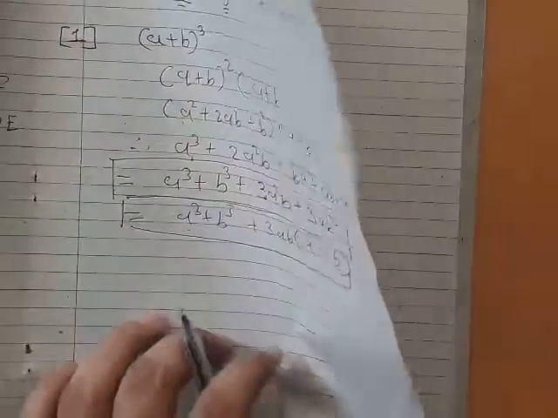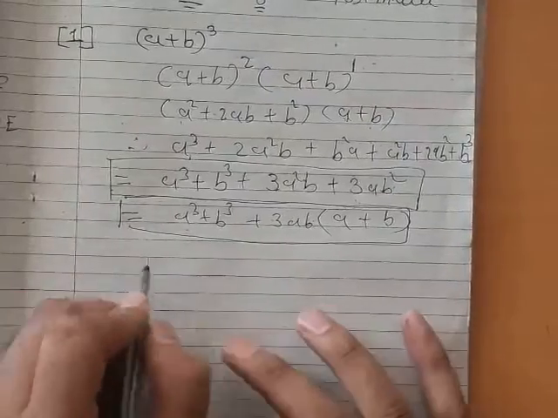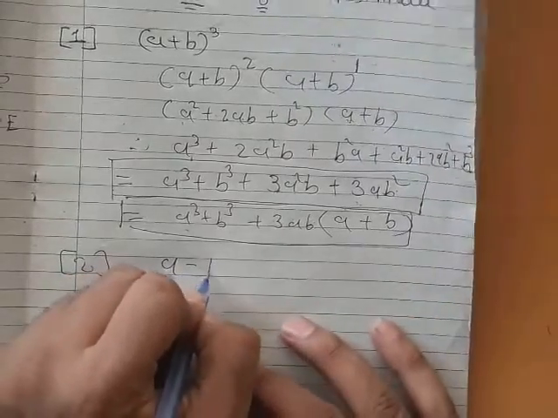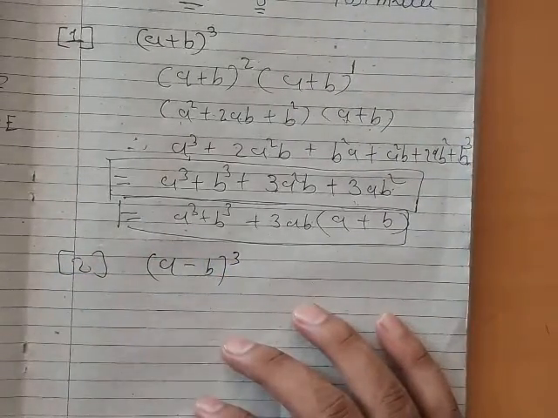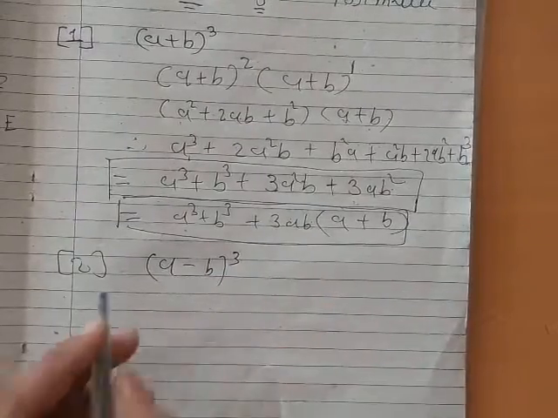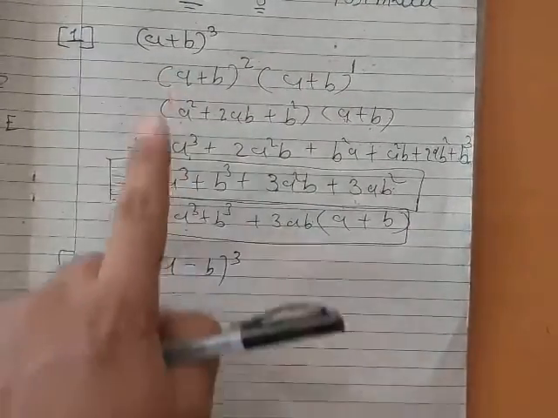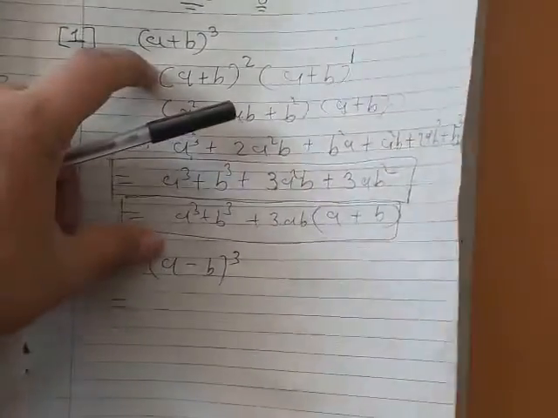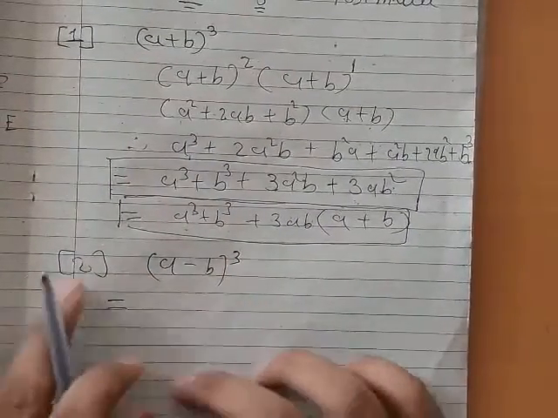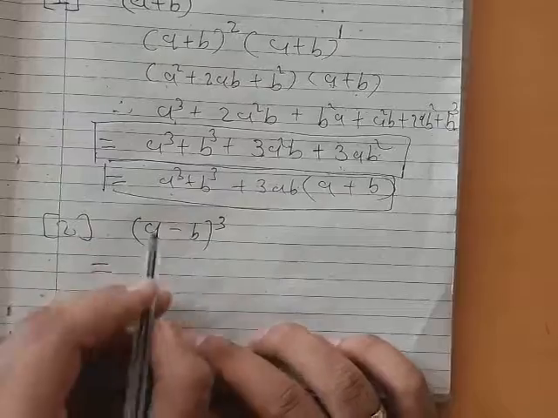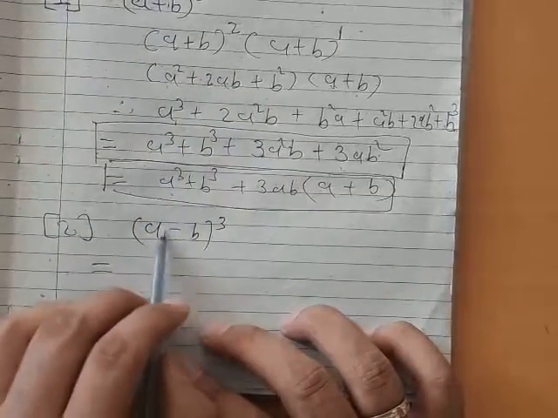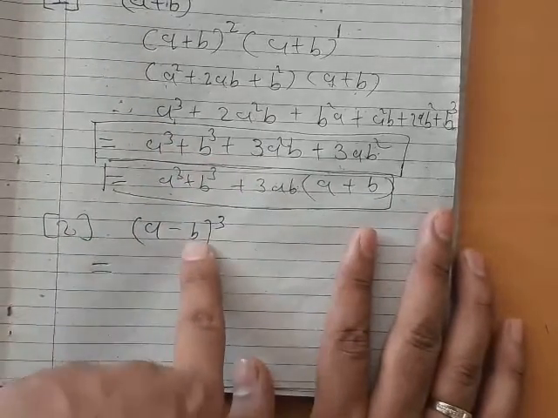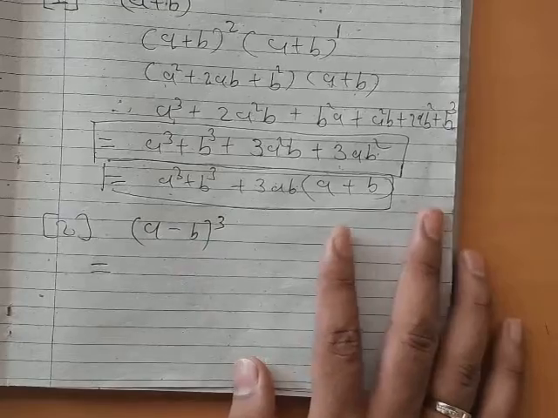Now suppose instead of a plus b, we have a minus b, then how can we do it? There is no difference between this and this. There is no difference in the method of solving the question. We are using shortcuts here. Instead of plus we have minus b here. So in this formula, instead of plus b we will write minus b. This is the only change that we have.